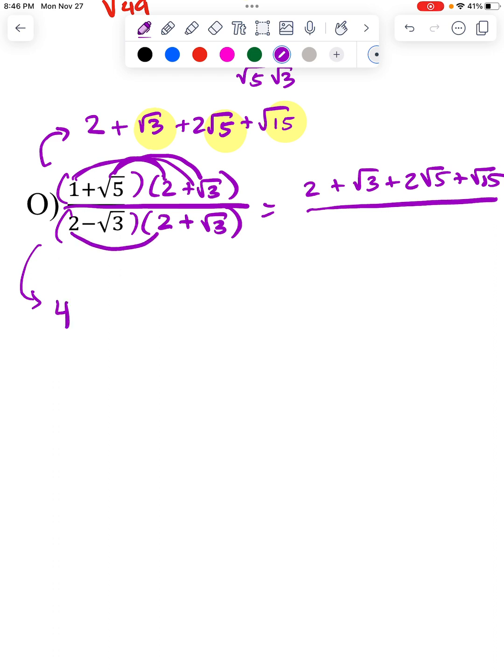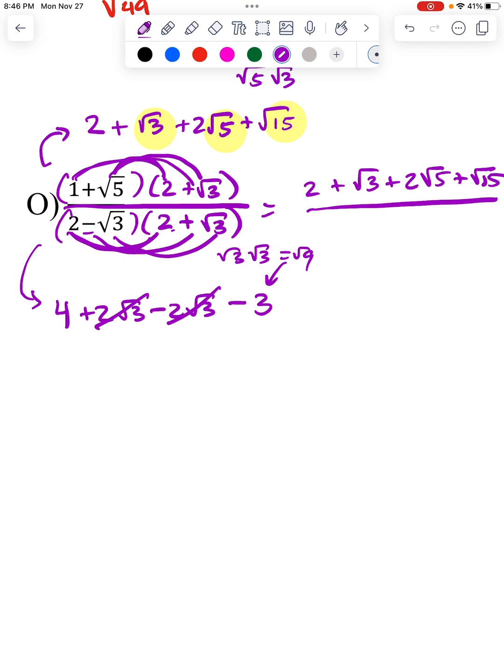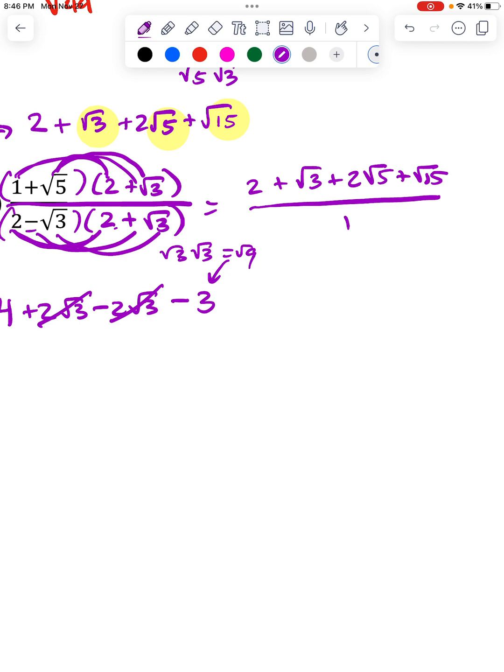2 times 2, 4. Here, I get a positive 2 root 3. And on the inside, I get a negative 2 root 3, as I should, because they're opposite and equal, so they'll cancel out. And then the last part is a negative times a positive, so negative. Root 3 times root 3 is root 9, so this is just a regular 3. So these cancel as they should. 4 minus 3 actually just puts a 1 on the bottom. And so I probably wouldn't even write it over 1. I would just leave that top as my answer and call it good. Sometimes you'll have a number on the bottom, but sometimes it turns into 1 and goes away.